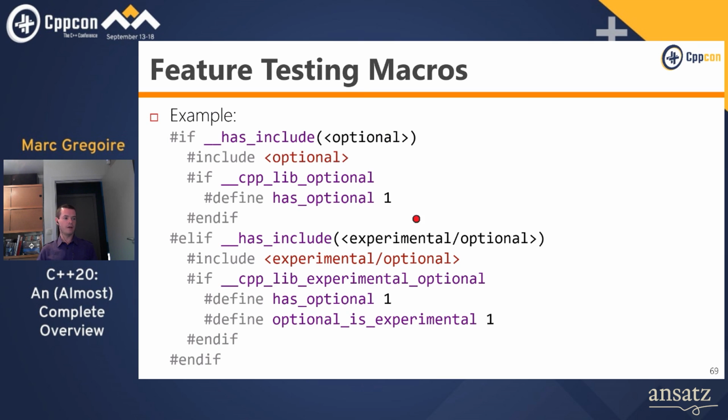I first check if I have an optional header. If I do have it, I include it, and then I double check if this optional header is actually defining the cpp_lib_optional macro. And if that is the case, then we have optional. If we don't have the optional header, then we check if we have maybe the experimental optional header, include it, and check again what it exactly defines.